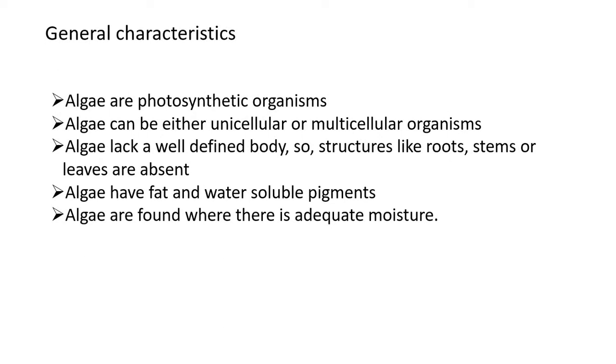If we see the general characteristics, algae are photosynthetic organisms. They produce their food themselves. Algae can be either unicellular or multicellular organisms. Algae lack a well-defined body, so structures like roots, stems or leaves are absent. That is why they lack a well-defined body. Algae have fat and water-soluble pigments. Algae are found where there is adequate moisture.